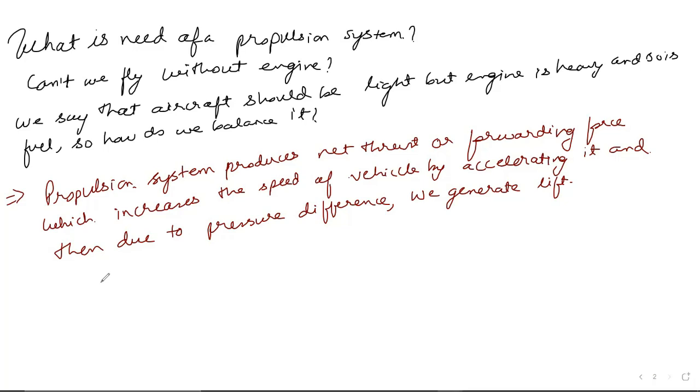Now about this weight being light, can't we fly without an engine? No, we can't fly without an engine. We can land without an engine. That's called gliding, basically the power of glide, so it's not related to this. So for the requirement of a propulsion system, we can say that the engine should be small and lightweight.